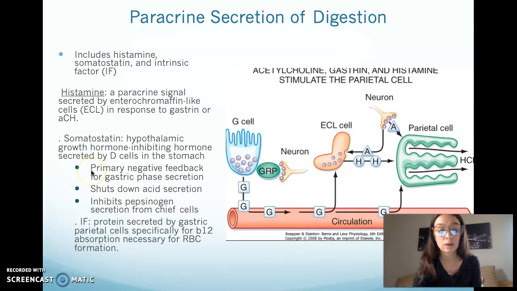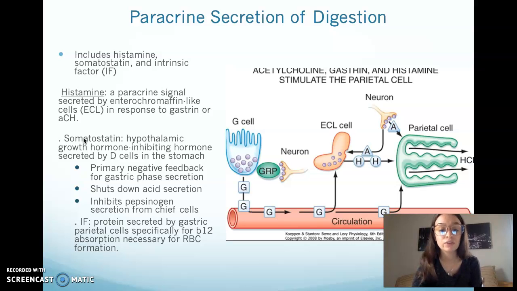And then next, our somatostatin is a hypothalamic growth hormone inhibiting hormone secreted by D cells in the stomach. This is our primary negative feedback mechanism for our gastric secretion. It does shut down the acid secretion, and it inhibits pepsinogen secretion from the chief cells. This is so we're not over-digesting and we end up hurting the mucosa of our stomach.